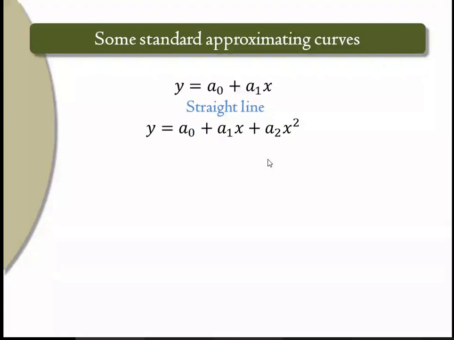Another type of curve which we get by using this method is y equal to a naught plus a1x plus a2x square. This is the parabola or quadratic curve. Okay, this is the general equation of a parabola, y is equal to a naught plus a1x plus a2x square. If a naught and a1 are 0, then we get y equal to a2x square. That will be the parabola which passes through the origin. That is some standard equation.